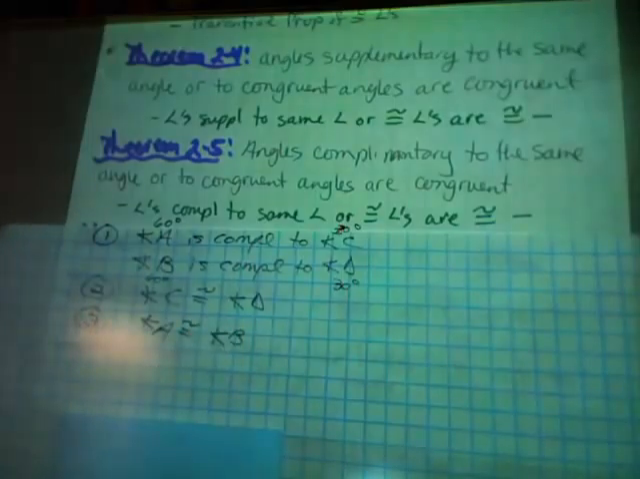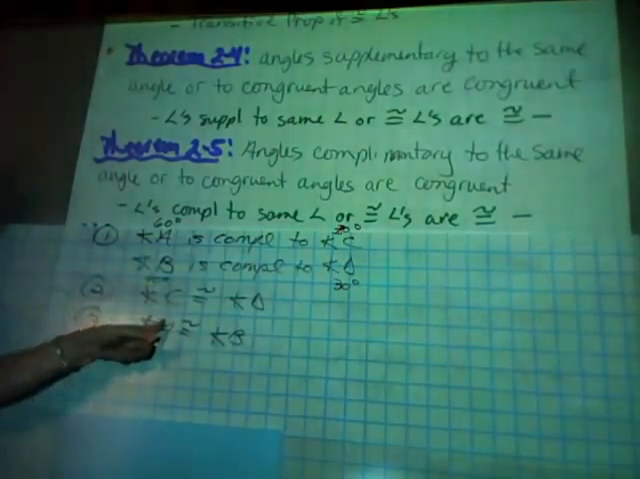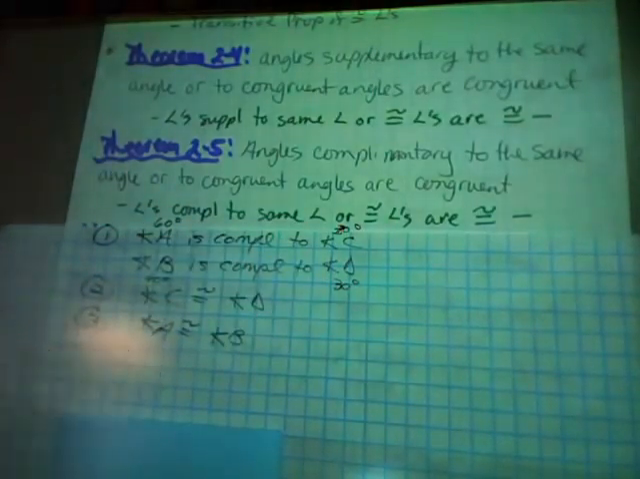And that's all it's saying. If angles are complementary to the same angle or congruent angle, so I've got angles complementary to congruent angles, the conclusion is that those angles are also congruent.